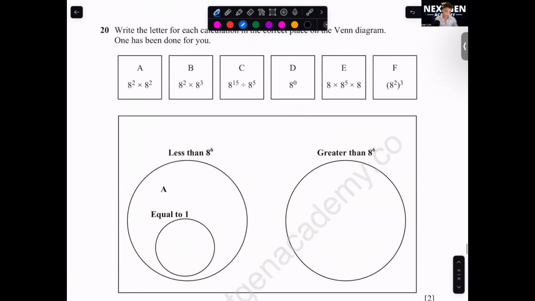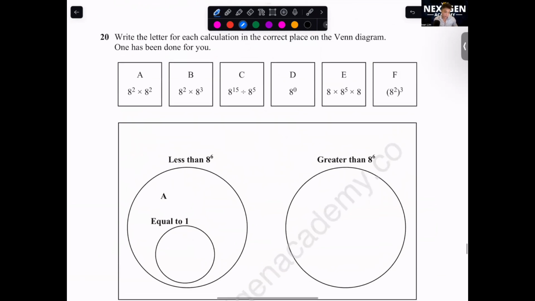Okay, let's go to question 20. Write the letter of each calculation in the correct place on the Venn diagram. One has been done for you. We need to calculate all of these values first. This is a test on your law of indices and also the Venn diagram. 8 power 2 times 8 power 2 will be 8 power 2 plus 2, 8 power 4. This one is 8 power 2 plus 3, 8 power 5. If it's divide, you minus, so this will be 8 power 10. Anything to the power of 0 is equal to 1. This will be 8 power 1 plus 5 plus 1, which is 8 to the power of 7. And here will be 8 power 2 times 3. All these are slightly different rules: you got your times, your divide, your power 0, and your power that is multiplied.